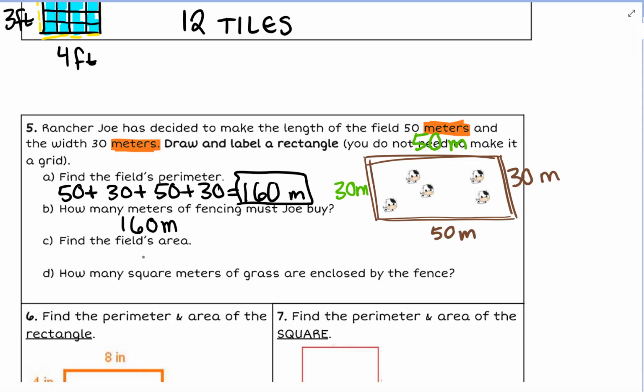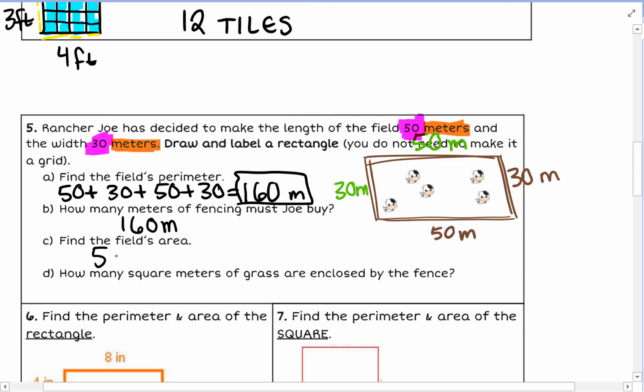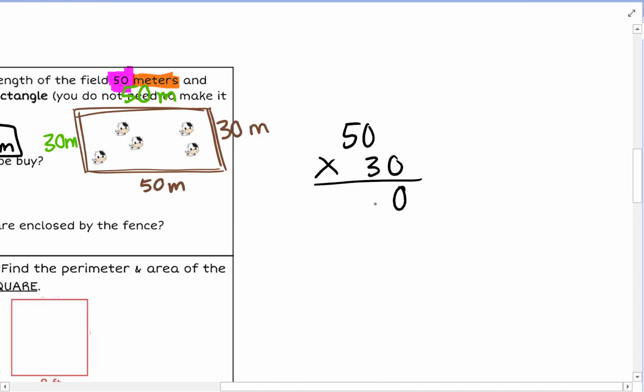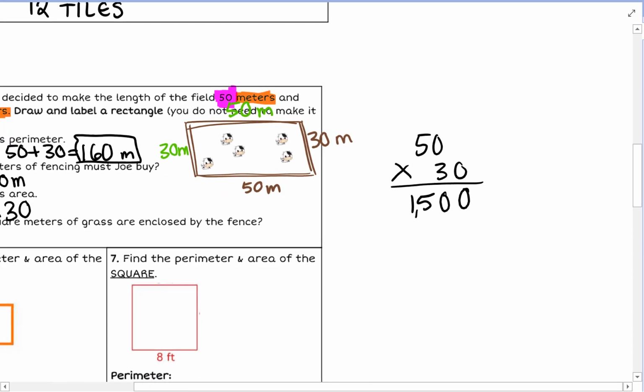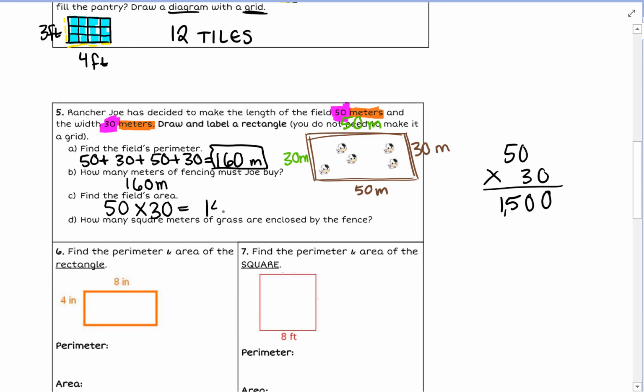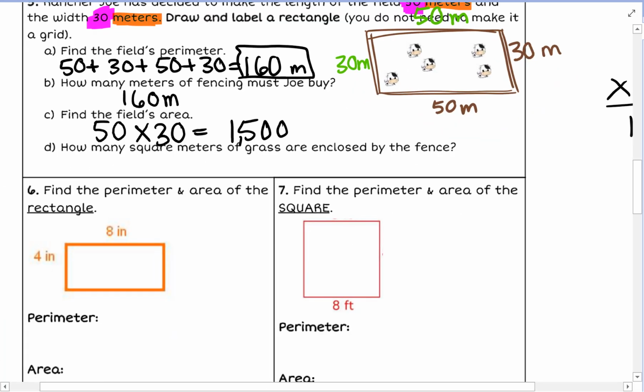Ooh, the field's area is the length times the width. I have a length of 50 meters times a width of 30 meters. All I need to do is multiply 50 times 30. This would give me 1,500. You could also see that 5 times 3 is 15. And then because it's 50 times 30, there will be 2 zeros on the end of that number. So 50 times 30 is 1,500. And we're looking for the field's area, so the field does have specific units. Those units are meters. And for area, we need to use meters squared, square meters. Area is always square units.